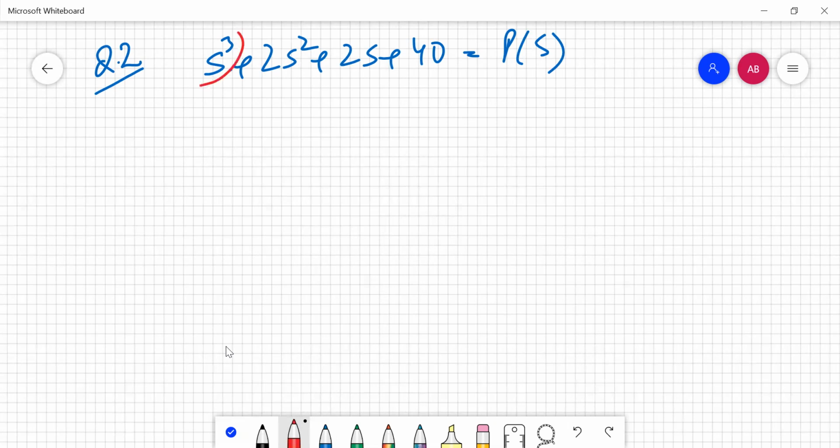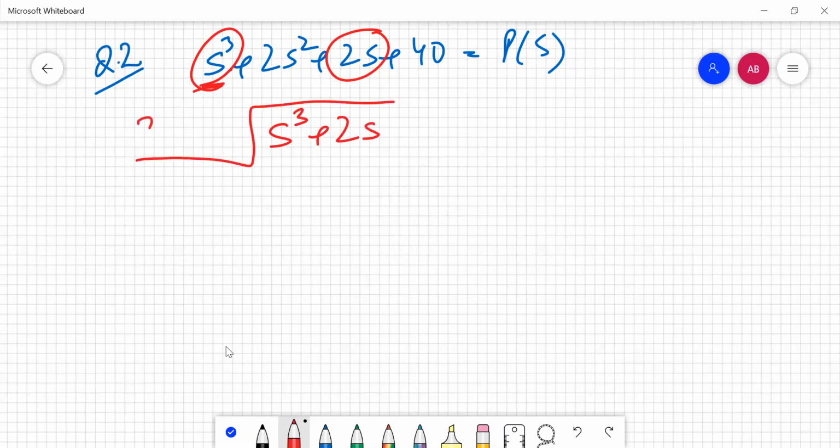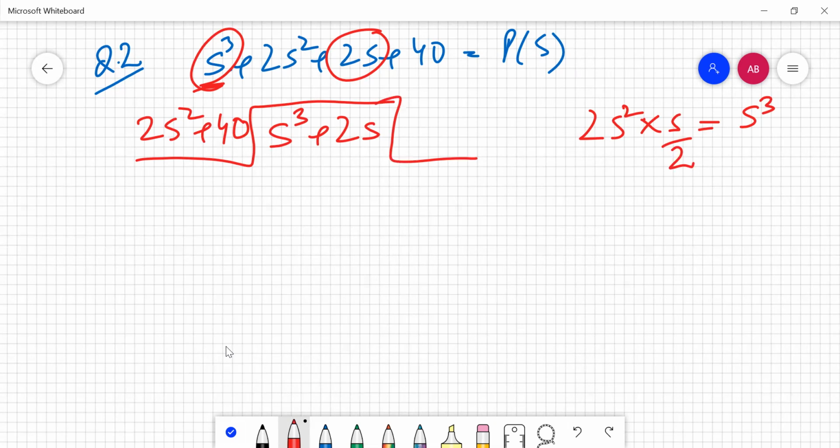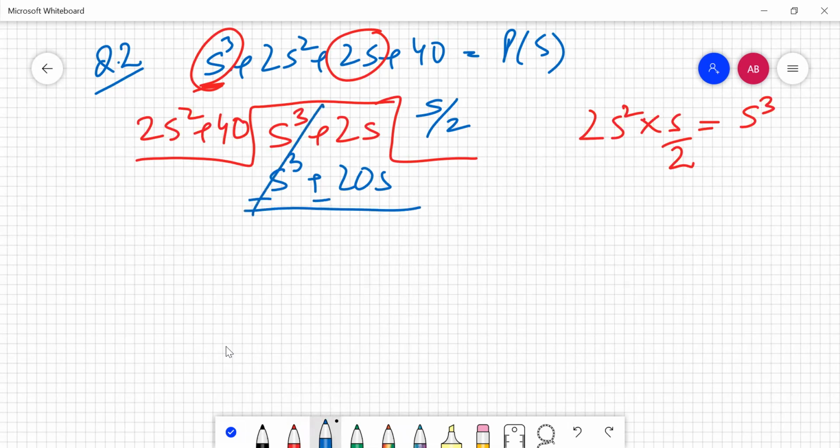Again, the very first step is to separate your odd terms. The highest power is odd, so now you know that s cube plus 2s is going to get divided by your 2s square plus 40. Now what should you multiply with your 2s square so that you get s cube? You know that you should multiply it by s and divide it by 2. So here I am going to multiply it with s by 2, and the value I am going to get is s cube plus 20s. So subtracting here, I am going to get minus 18s.